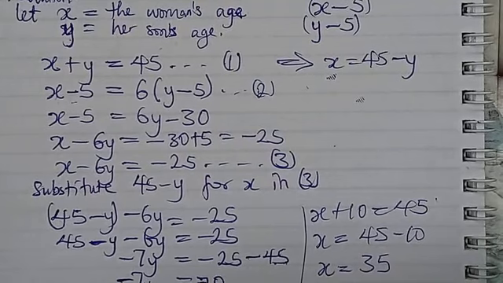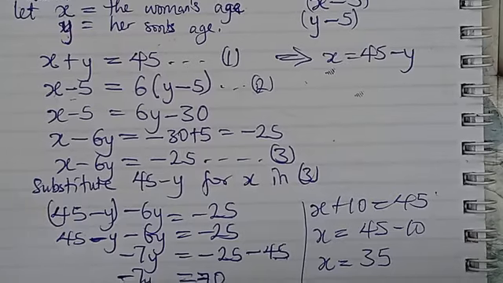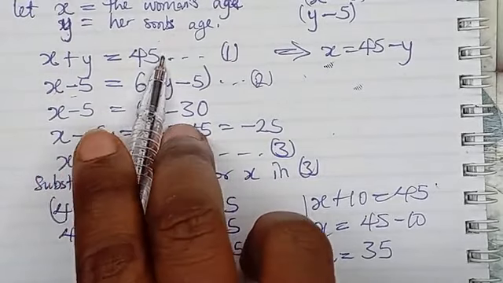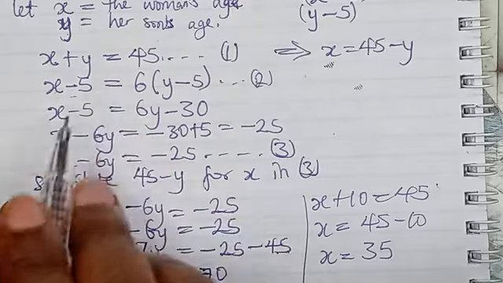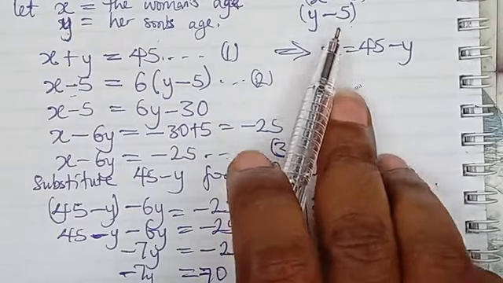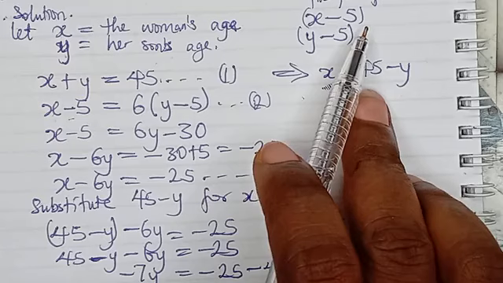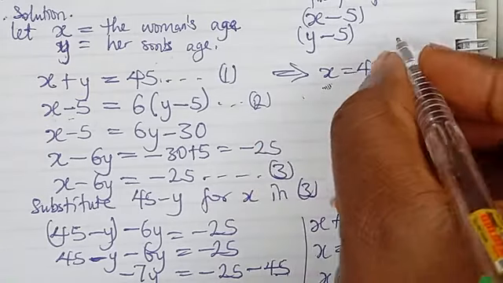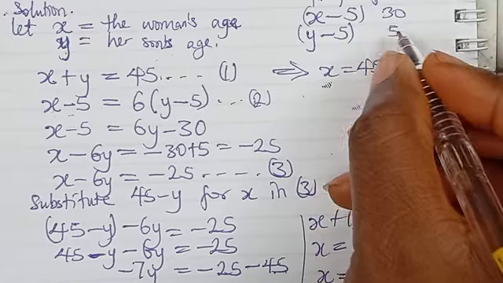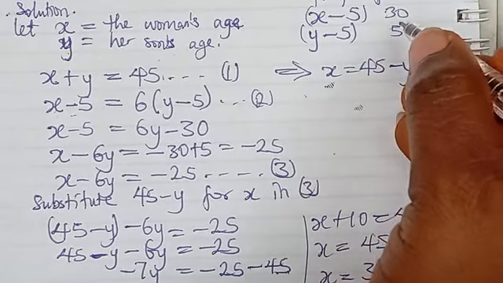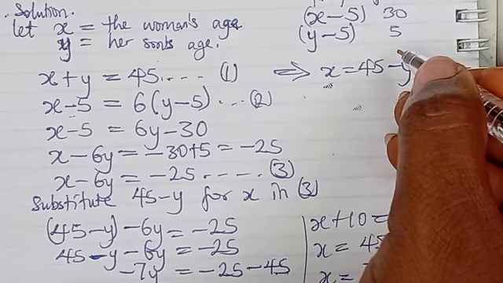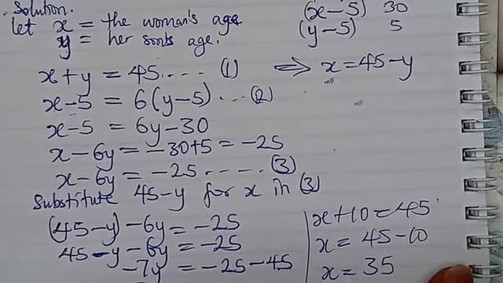Now, let us make a check to see if these answers are true. We say that x plus y is 45. 10 plus 35 is 45. And we said 5 years ago means that the mom's age is 35 minus 5, which is 30. So 5 years ago, the mom was 30 years old. 5 years ago, the son, who is 10 years old now, was 5 years old. Let us see if the mom's age is actually equal to 6 times the son's age. 6 times 5 is actually 30. So these values we've gotten are true values.